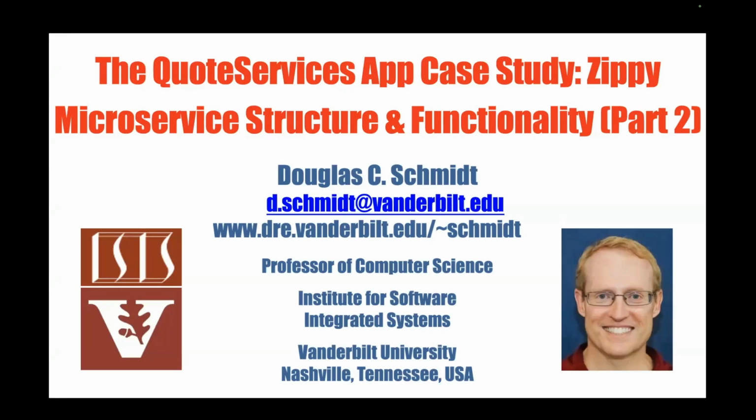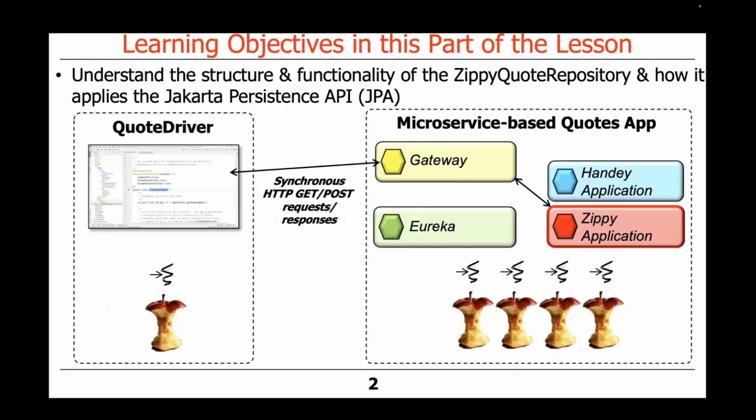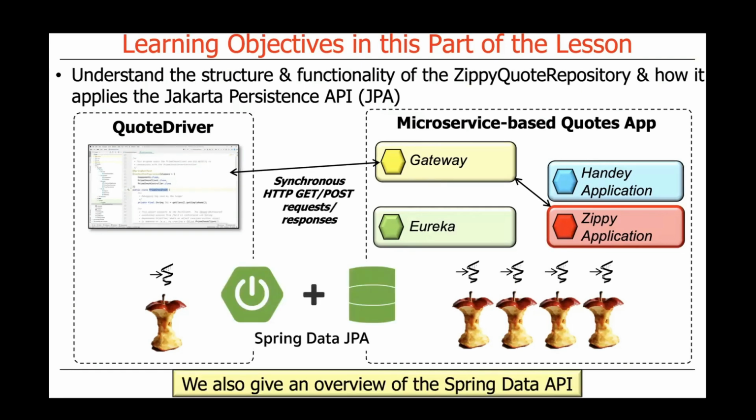So now we're going to talk about part 2 of the Zippy Microservice structure and functionality in our QuoteServices app case study. And here we're going to talk about the structure and functionality of the ZippyQuoteRepository and how it applies the Jakarta Persistence API to do its thing.